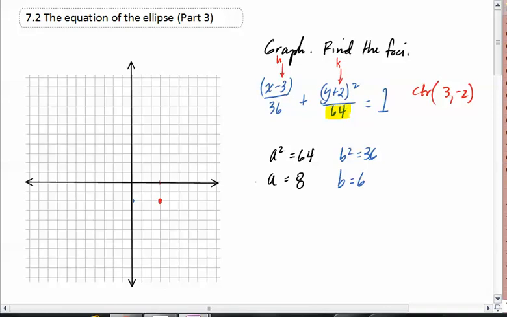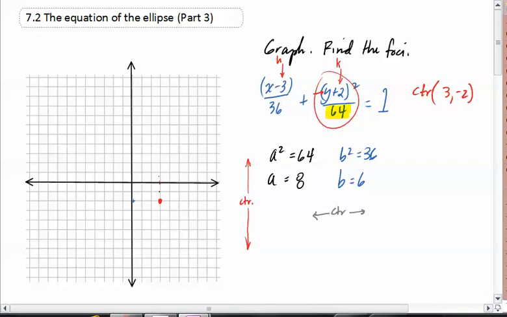Now, the a, because I know this is oriented vertically, how do I know? Because the large one is under the y term. Then I'm going to go 8 up and 8 down from the center, right? Because it's oriented vertically. With my b, from the center, I'm going to go out 6 in each direction horizontally. Okay, pretty simple. Let's go ahead and make those movements.